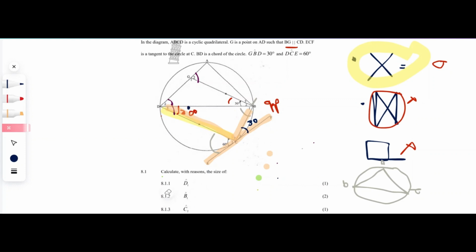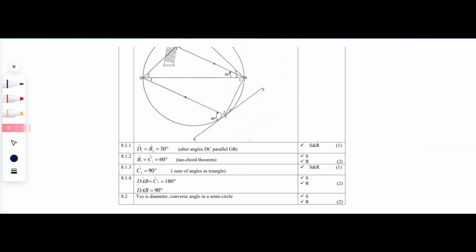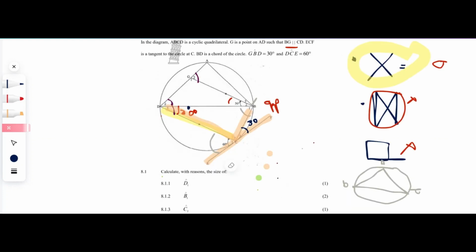8.1.2, calculate the value of B1. Remember, guys, we've marked off B1 with gray. We've also marked off C1 with gray, and we said that they're equal to each other because of tan chord. So you want to say B1 equals C1, which equals 60 degrees because of our tan chord theorem. Do you see how fast we're moving? It's so easy, guys. Now let's go on to C2.